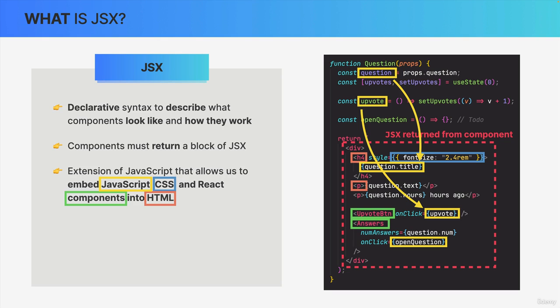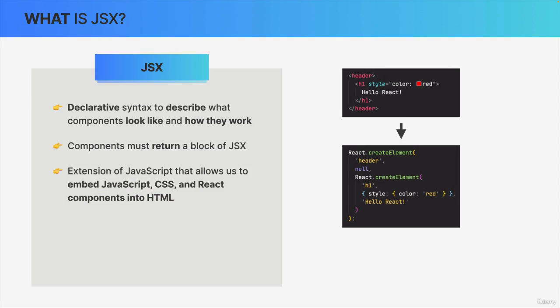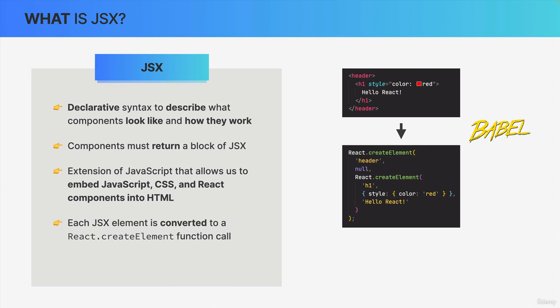But now you might be thinking, if React is a JavaScript framework, then how will it understand this HTML-looking code? Well, remember that JSX is just an extension of JavaScript, which means that there is a simple way of converting JSX to JavaScript. This is done by a tool called Babel, which was automatically included in our application by Create React App. And the result of this conversion looks something like this code on the right, where each JSX element was converted to a React.createElement function call.